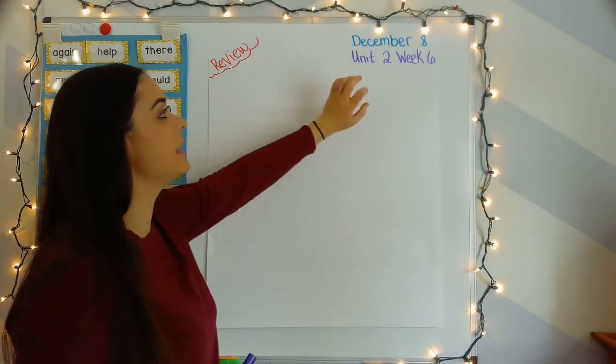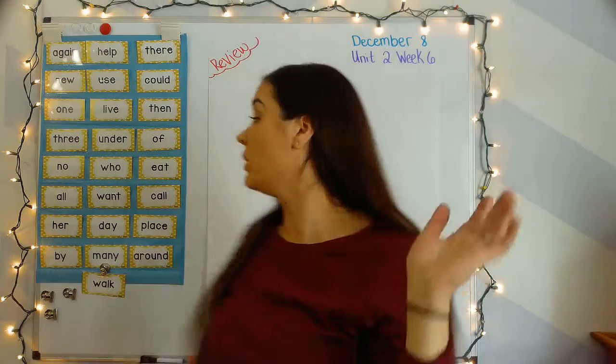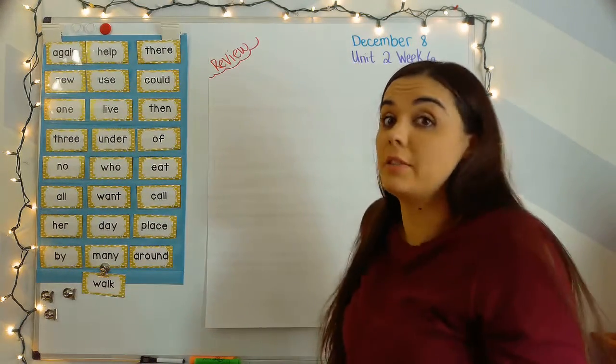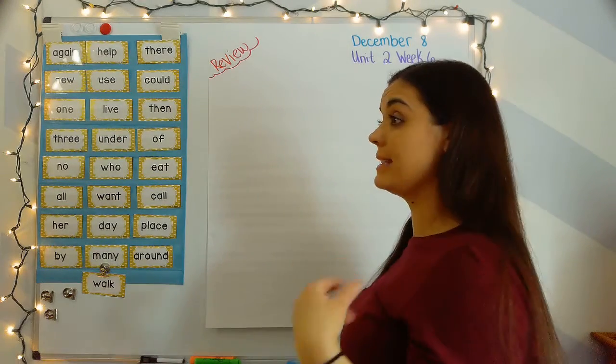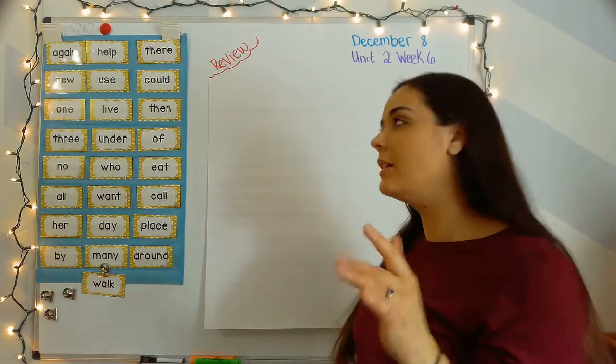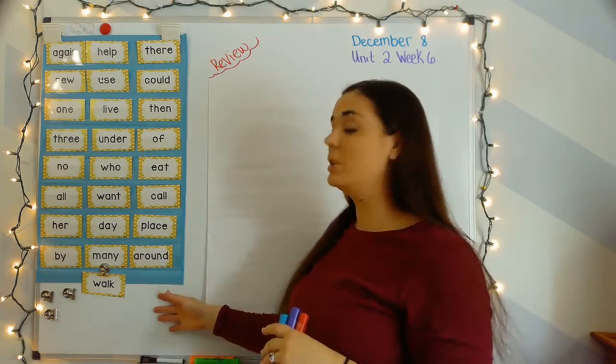Today's December 8th, and we are doing review this week, so it's Unit 2, Week 6. We're going to be reviewing everything that we have done so far in first grade, so that's definitely the stuff that we've done in Unit 2, the tougher stuff, and some of the easier-ish stuff that we did in Unit 1. All right, so we're going to do our high-frequency words.